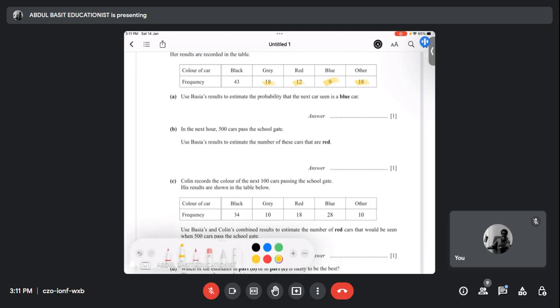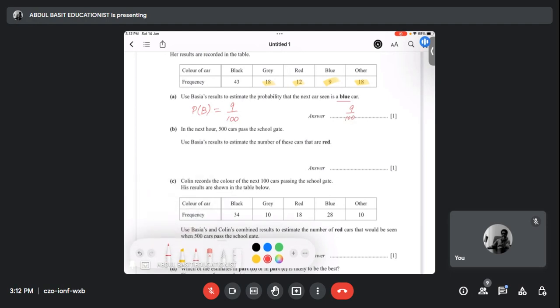Now, according to this question, use the results to estimate the probability that the next car seen is blue. So what is the probability of blue? We can see that there are 9 blue cars out of 100. Yes or no, everybody? We cannot simplify 9 by 100 because it is already in simplified form, so that is your answer. Is this clear to all of you? Yes, sir. Okay, that's good.